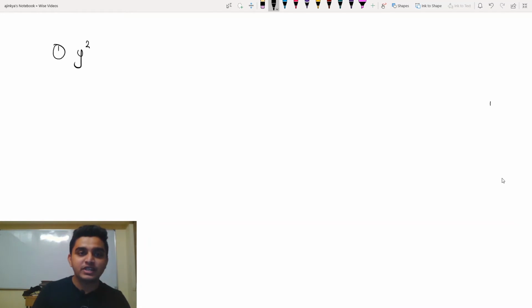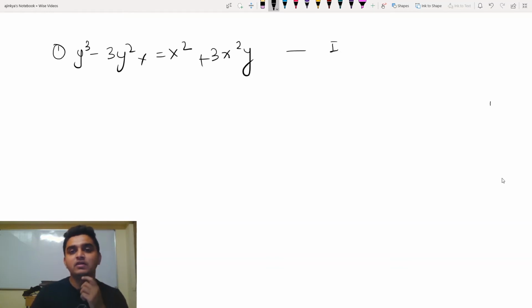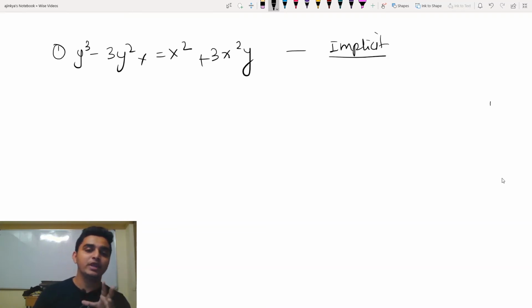The first question states that y cube minus 3y square x equals x square plus 3x square y. Now this is a problem of implicit function, so it is given in a complicated manner. What we can do is either resolve it in such a way that it is linear and directly take all the differentiations, or we can take x terms at one side, y terms at one side, and then differentiate. In this case it is very straightforward, so we can do this.